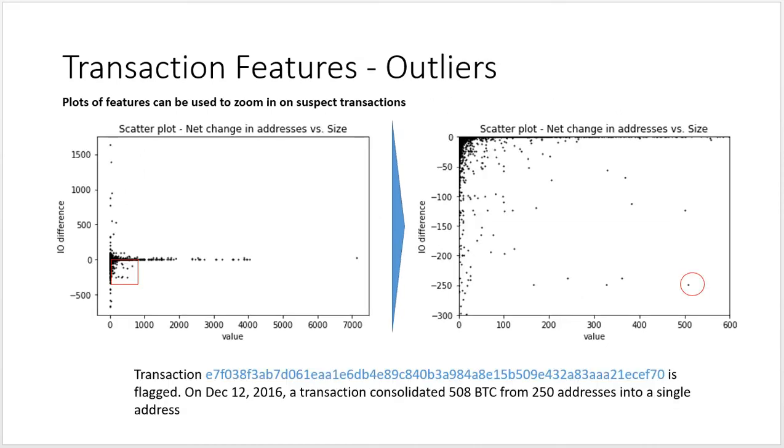This is another example showing outliers where again we've got a couple of features plotted against each other. We see a few points that don't fit in with the norm. We drill down into one of them, the one circled in red, and it turns out that's actually a transaction where a large amount of money was transacted in such a way that it consolidated from 250 separate addresses. So that's the kind of thing. Maybe there's a reason for it, but it's also a flag for, hey, let's look closer at the addresses involved in this transaction. Maybe there's something weird going on, right?